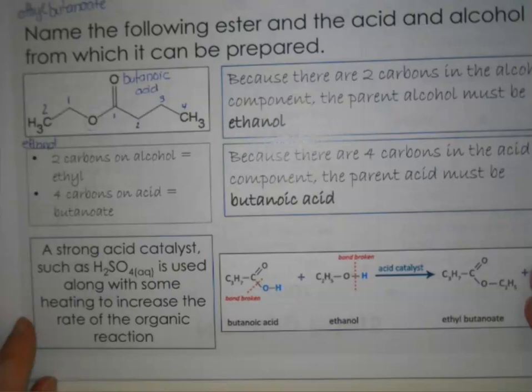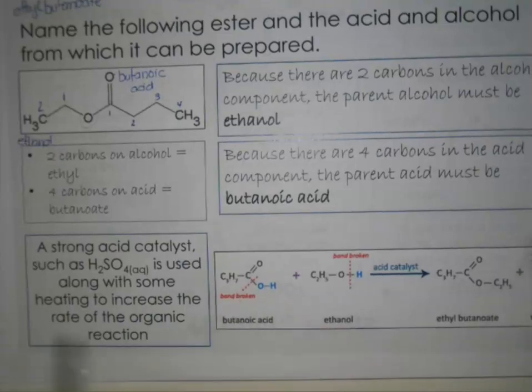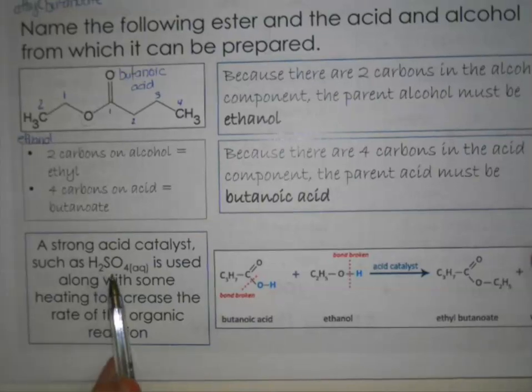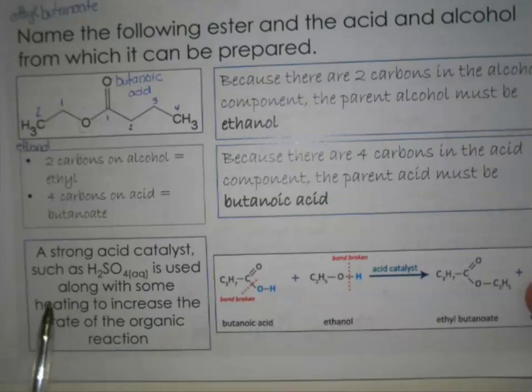All the information is there on the filled out slide. We're going to get into more detail about how these reactions work a little bit later on, but it never hurts to start looking at them now. So basically, in order to make this reaction happen, you have a strong acid catalyst. Remember, a catalyst is something that makes the reaction happen without getting used up. It's used along with some heating to increase the rate of this reaction.